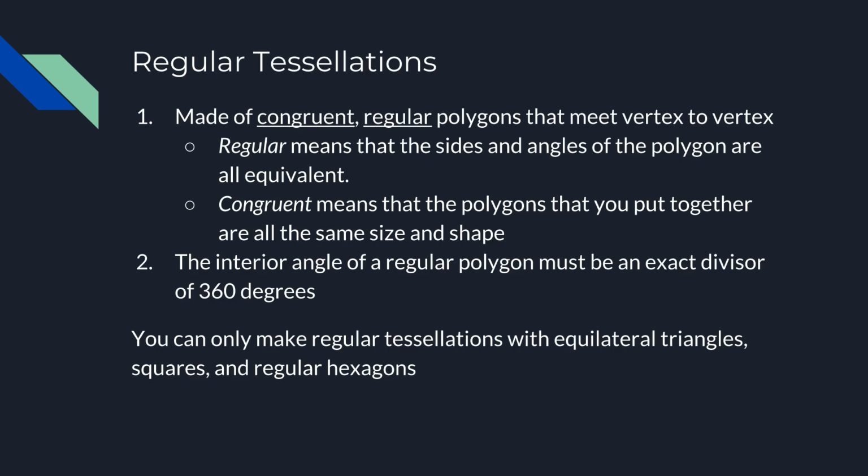The second condition is that the interior angle of a regular polygon must be an exact divisor of 360 degrees, and you'll find that with these two conditions, you can only make regular tessellations with equilateral triangles, squares, and regular hexagons. Now, if you're still struggling with this definition, don't worry, because I'll show you in GeoGebra why this works.